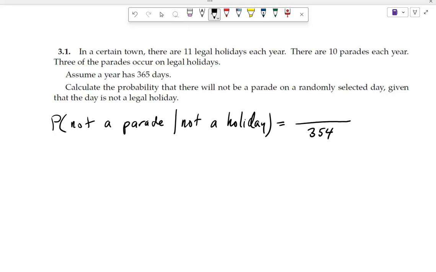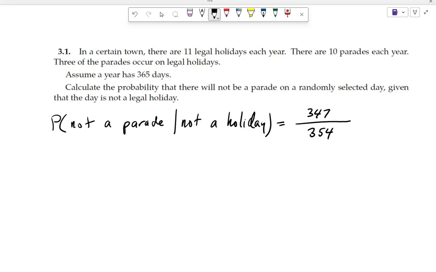Now remember, the numerator is not just the number of ways this can happen. It's the number of ways that this and this happens at the same time, right? It's an and on top, right? I need not a parade and not a holiday, right? So out of those 354 days that aren't holidays, how many of those days have a parade in them? 7, right? 3 of them occur on legal holidays, so the rest have to occur on the non-holidays, right? So what goes in your numerator then? 347. Good.